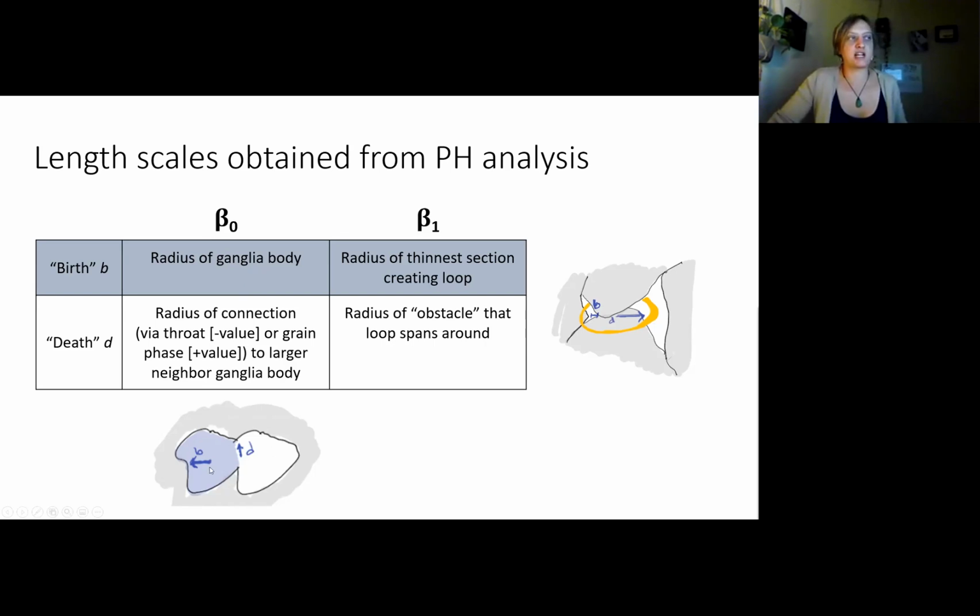So I'm trying to illustrate that with these sort of cartoons that I've drawn here. For Betti 1 features, the birth value is the radius of the thinnest section that creates that loop. So that's when that loop first gets formed, right? And then that loop dies when it fills in entirely. So it fills in entirely once the filtration has moved into the positive values that indicate the obstacle, the radius of the obstacle that the loop spans around. So hopefully that makes sense.